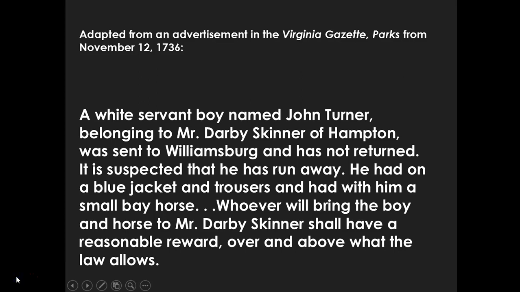Here's our third source. This is also a primary document. This was taken from an ad that was in a newspaper, actually the Virginia Gazette, from November 12th in 1736. And this ad was written by someone who owned an indentured servant.